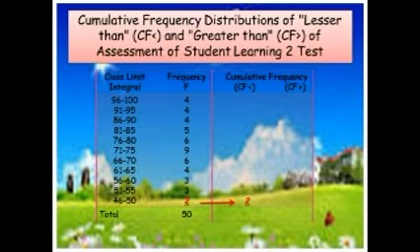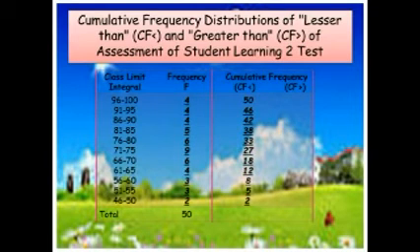Let's copy first the first frequency, which is 2, and add the next, which is 3, and so on. 2 plus 3 is equal to 5. 5 plus 3 equals 8. 8 plus 4 is equal to 12. 12 plus 6 is equal to 18. 18 plus 9 is equal to 27. 27 plus 6 is equal to 33. 33 plus 5 is equal to 38. 38 plus 4 is equal to 42. 42 plus 4 is equal to 46. And 46 plus 4 is equal to 50.